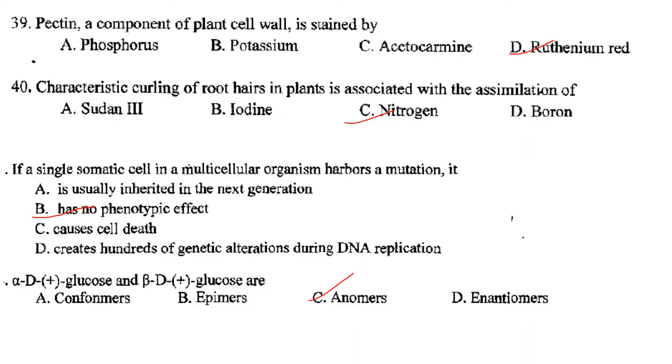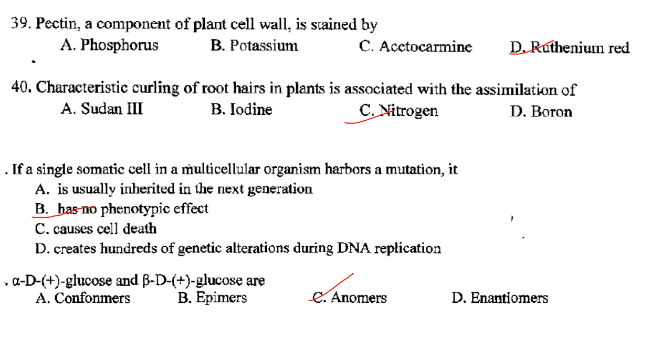So coming to the next question, pectin, a component of cell wall, is stained by... So it is stained by ruthenium red. Answer is option D. Characteristic curling of root hairs in plants is associated with assimilation of nitrogen. Answer is option C.